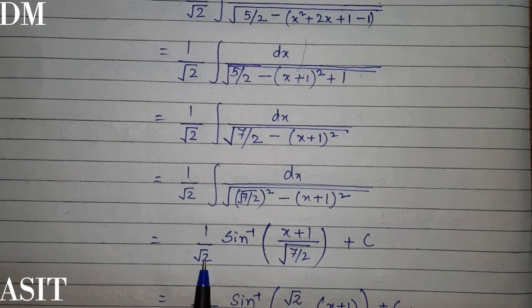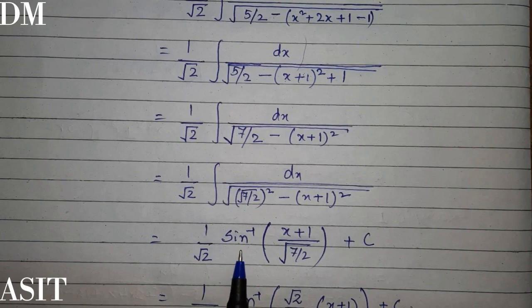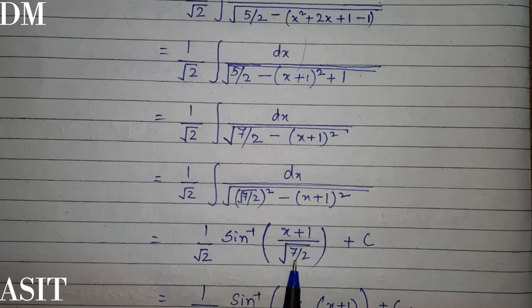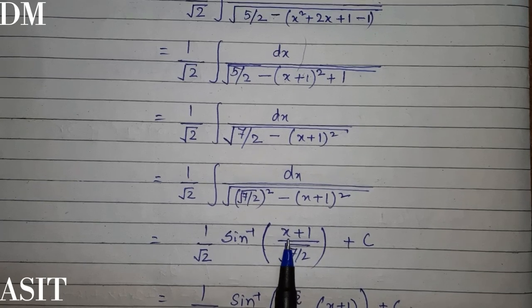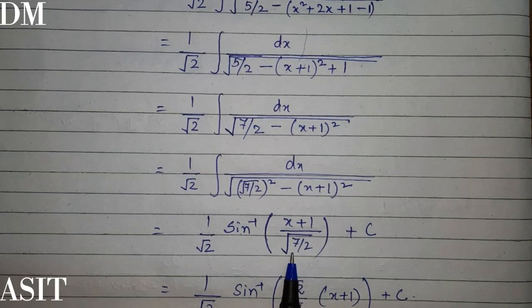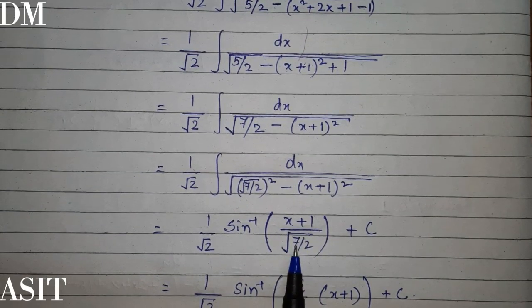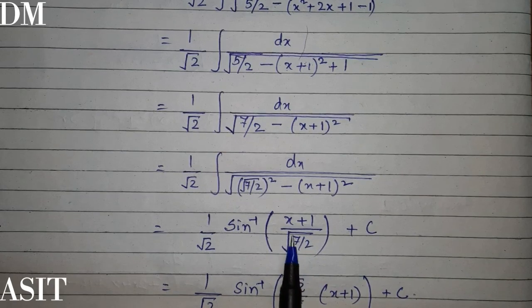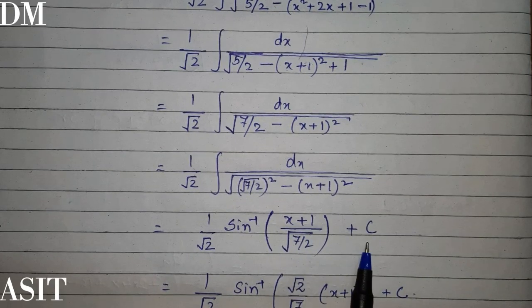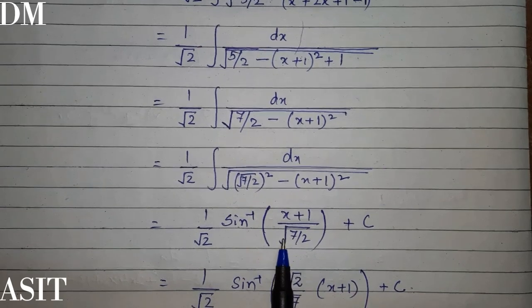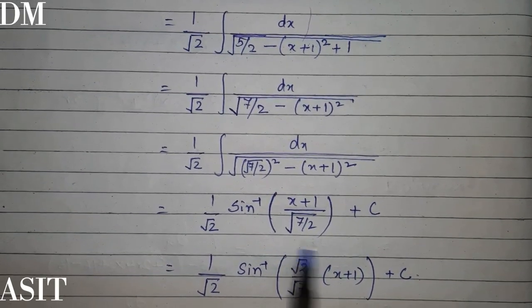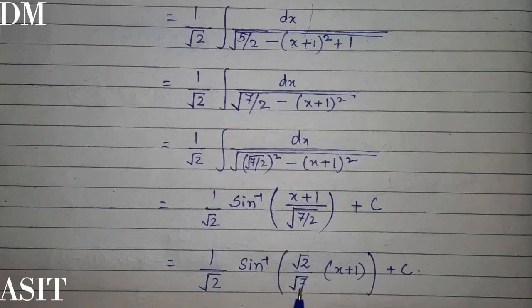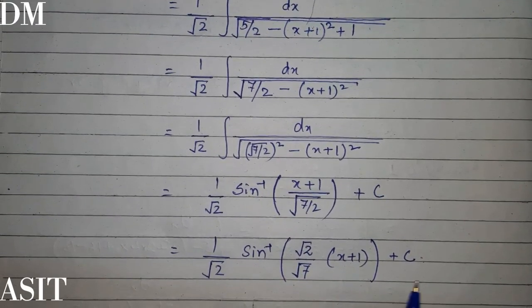1 by root 2 was there already, it is there. Now sine inverse x by a. But here I will write x plus 1 because only x is not there. So it is x plus 1 by a, where a is root 7 by 2. So therefore we can write x by a plus c. Or we can do a simple simplification. We can write this thing as root 2 by 7 into x plus 1 plus c.